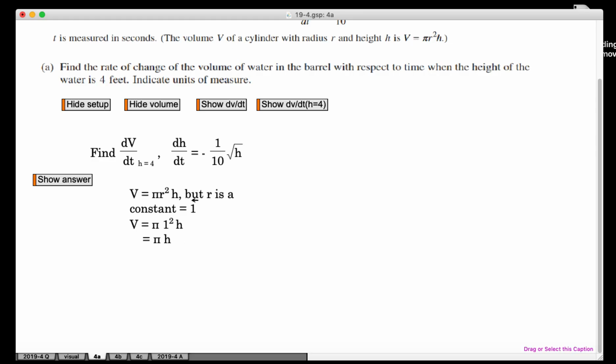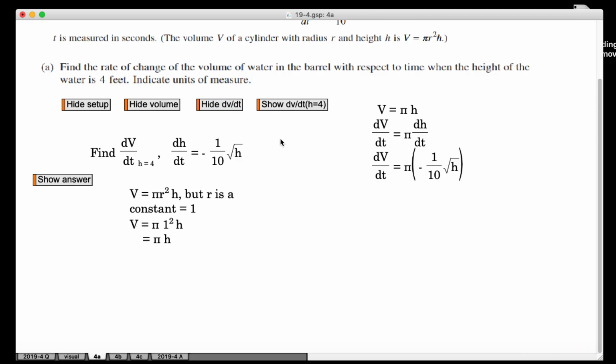And a lot of times, if it was a cone or something else, we would have some kind of a comparison, like it might say that the radius is twice the height or the height is twice the radius, and we could substitute and get it in terms of just two variables, v and h. That's what we wanted. We wanted it in terms of just the two variables, v and h. So we've got it there.